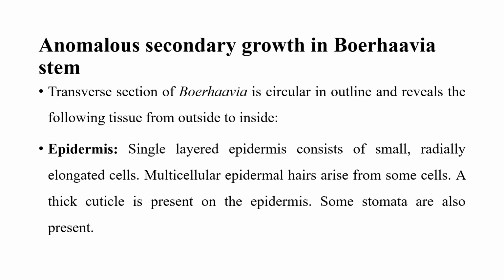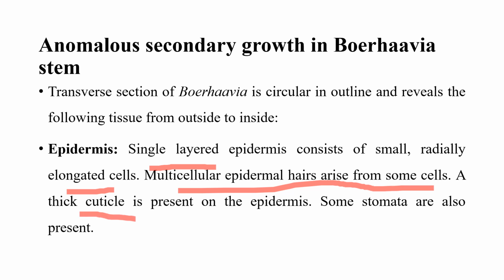Then, anomalous secondary growth in Boerhavia stem. The transverse section of Boerhavia is circular in outline and reveals the following tissues from outside to inside. At first, a single layered epidermis is present, with radially elongated cells. Multicellular epidermal hairs arise in some cells. A thick cuticle is present on the epidermis. Some stomata are also present.